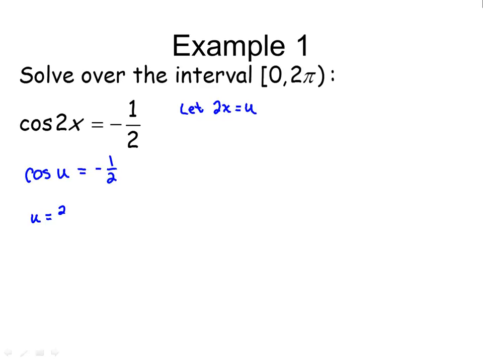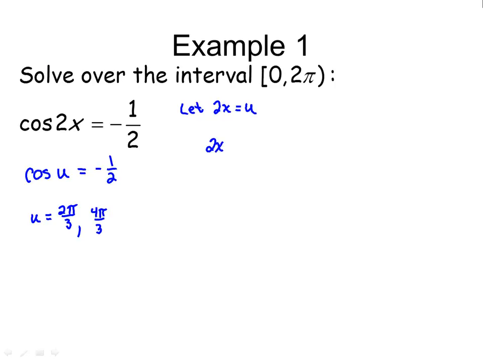Well, it's negative 1/2 at 2 pi over 3, and it's also negative 1/2 at 4 pi over 3. But I don't want the cosine curve. This is just my starting point. This just gives me an idea of where to start. So what I want to do is put my 2x back in there for you.